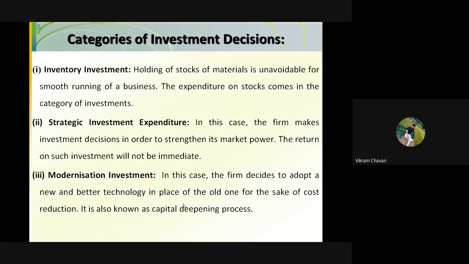Then the next category of investment is strategic investment. This particular strategic investment comes under the purchase of capital investment, such that it will be the purchase of shares in the market for different companies. So that comes under strategic investment. It will strengthen the market power of that particular company.